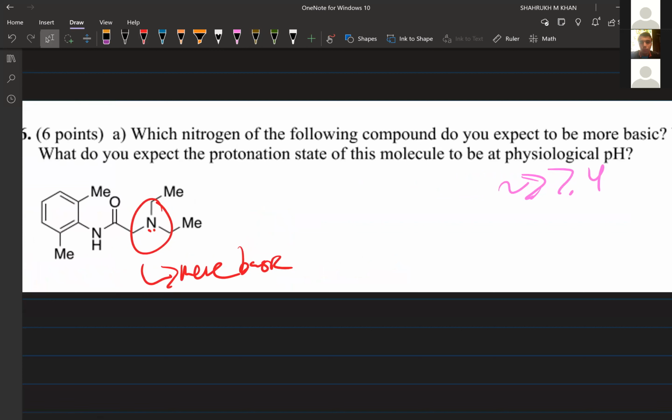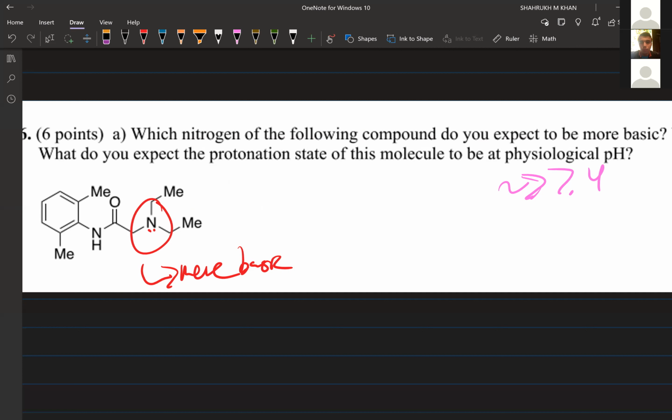So what do you expect the protonation state to be at physiological pH? Essentially, this is asking: once you've identified the more basic nitrogen, at pH 7, that's about the middle order, right? 7.4 technically, whatever you want to consider physiological pH. But it's compared to things that are very basic, usually like 9, 10, closer to 14 in terms of the pH.